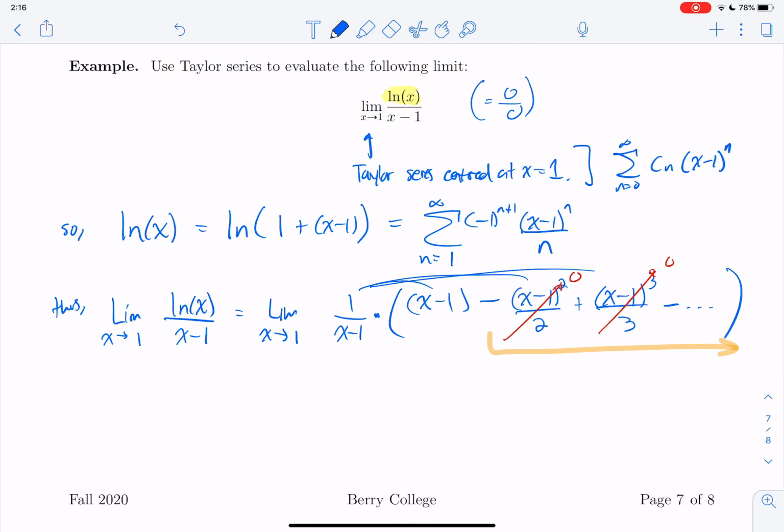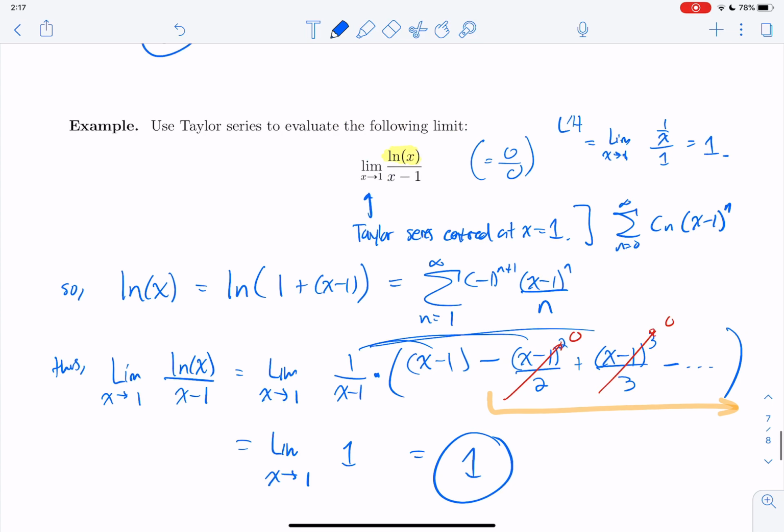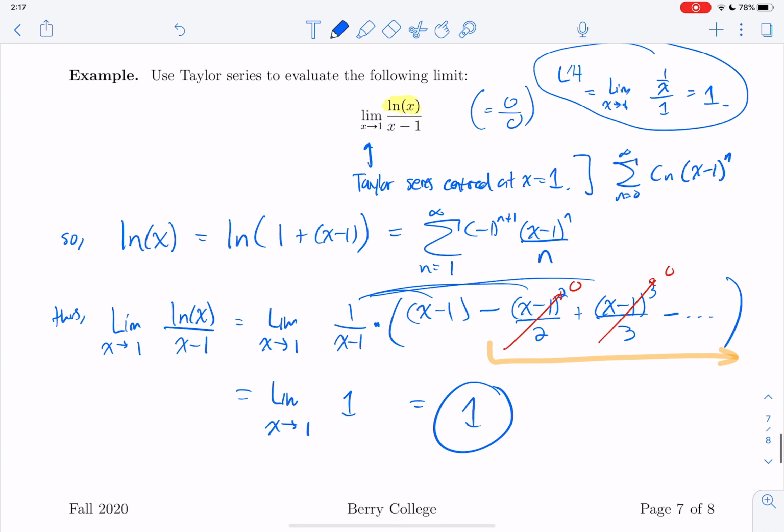And the only survivor we get is the limit as x approaches 1 of just 1, which turns out to be the limit. And we can verify using L'Hopital's rule up here that this would have been equal to the limit as x approaches 1 of (1 over x) over 1, which is of course a 1. So yes, I agree with you if you use L'Hopital's. Oh look, it's so much faster.